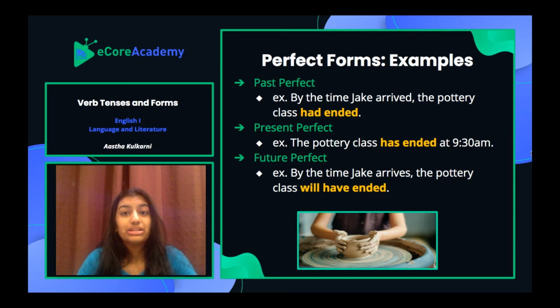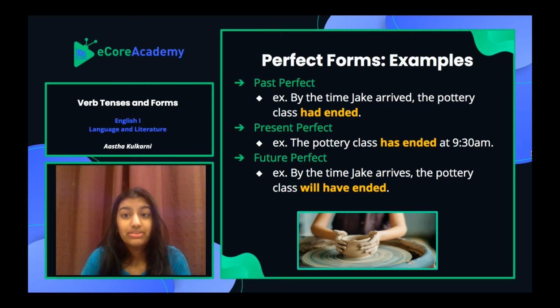So we'll start with past perfect. By the time Jake arrived, the pottery class had ended. So had ended, remember, is that past participle. So it is in the past because we know that it uses ed. Remember, ed usually, it depends on the verb. Some verbs have exceptions, but if it has ed, it's usually in the past, but then some verbs that don't have ed can also be in the past. But if you see ed, automatically think in the past. So again, we're using that had in front of it, which makes it the past perfect. So by the time Jake arrived, the pottery class had ended.